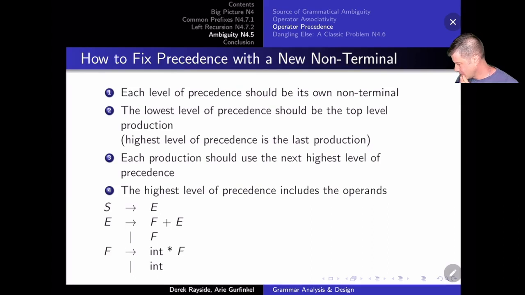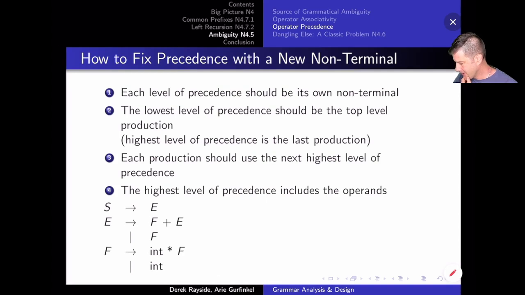Okay, so this should summarize what I said. Each level of precedence is its own non-terminal. The lowest level is the top level. The lowest level is higher up. So whatever binds less tight is at the top of the production. Each production uses the next highest level of precedence. And the highest level of precedence includes the operands.